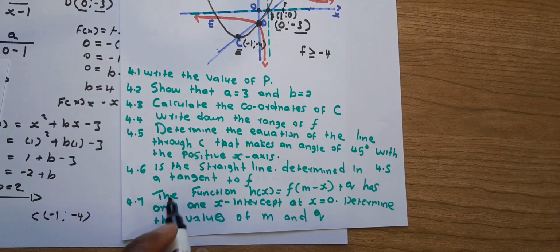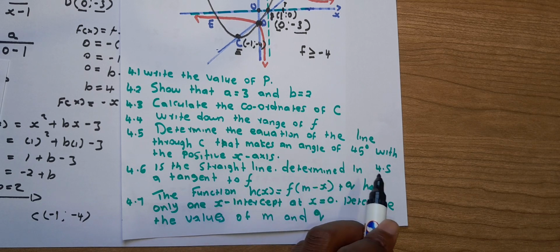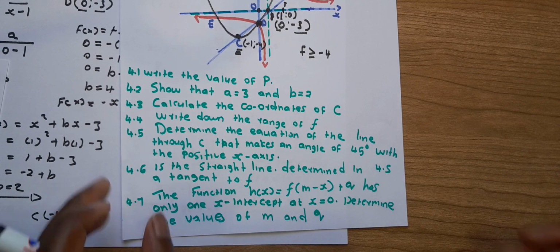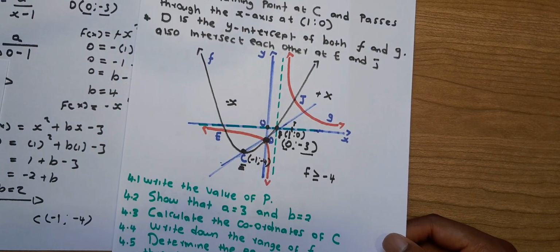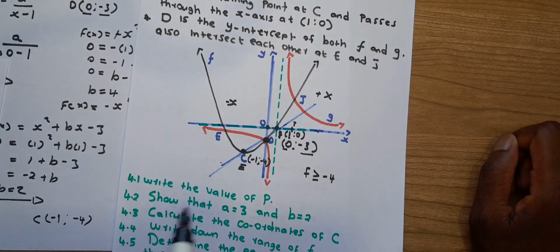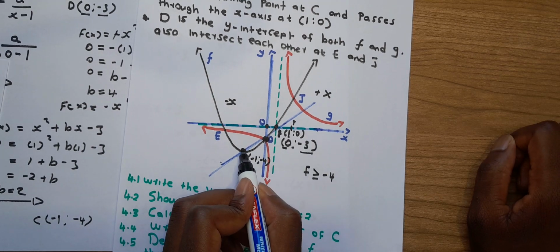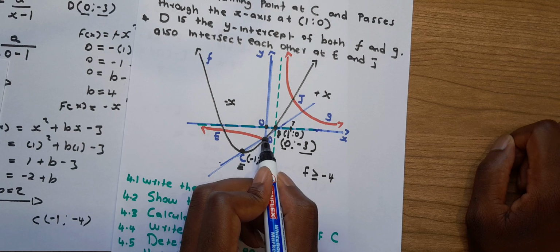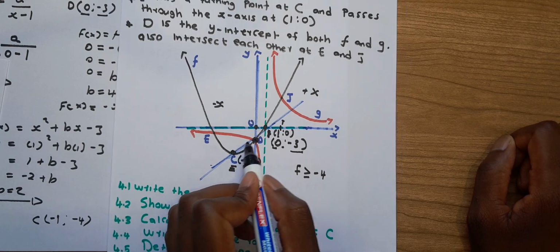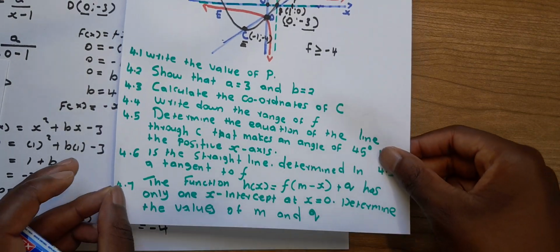Is the straight line determined in 4.5 a tangent to f? Whoa. Is it a tangent? What is a tangent? A tangent touches at least at one point, at most at one point. But this line is not touching at one point. It is touching at point C and it also touches again at point D. So it is no longer a tangent because it is touching two points.